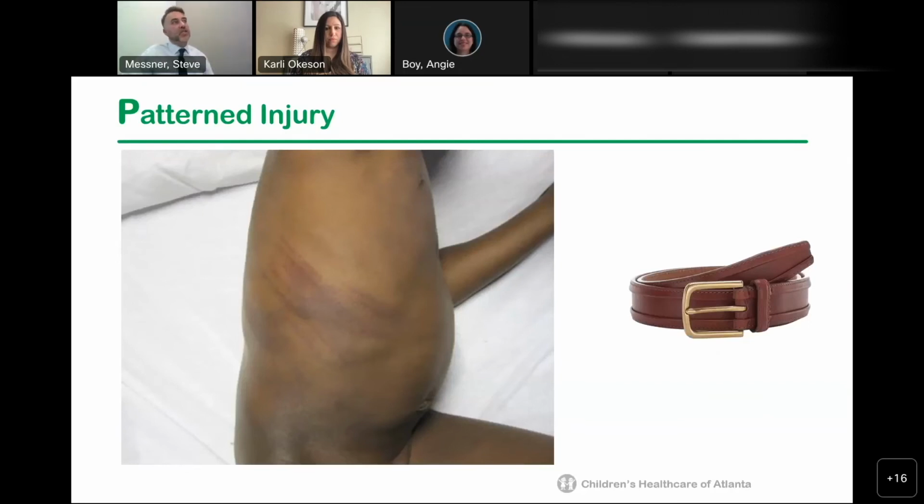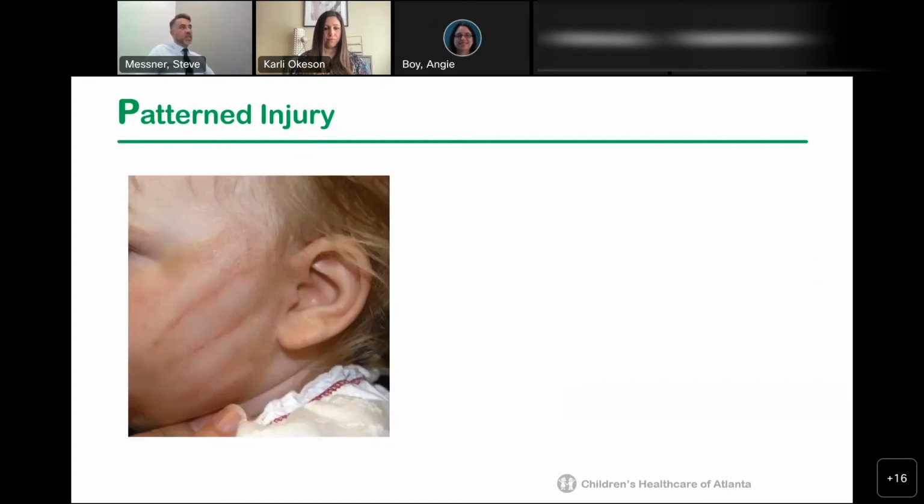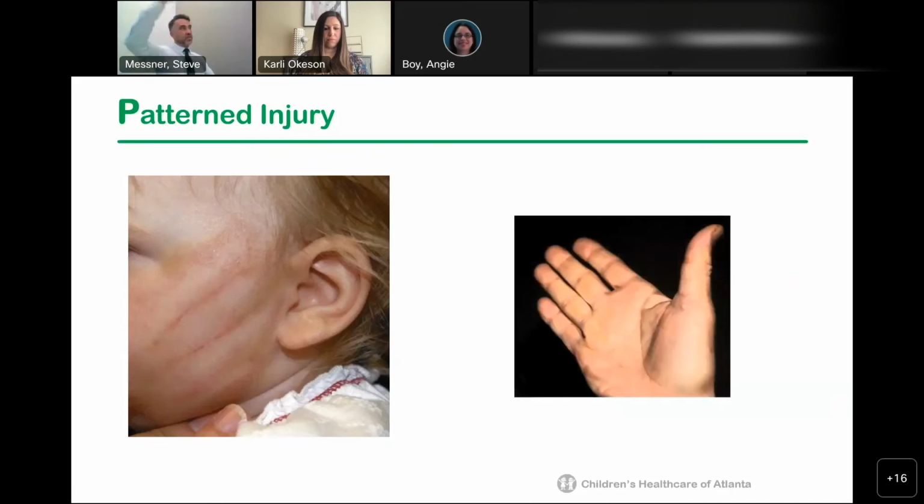raised edge to it. Try to train folks to not always try to figure out what the object is, but just to recognize that there's a pattern there and know that this is not what you get from normal play, bumping into things. This is a classic pattern for a slap mark where you get these lines of petechiae. Sometimes you see the tips of the fingers from being struck with an open hand.